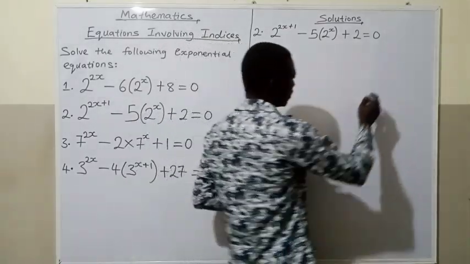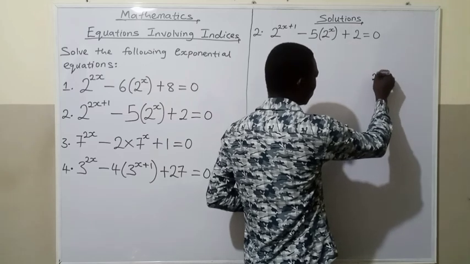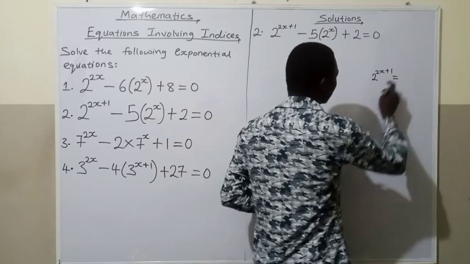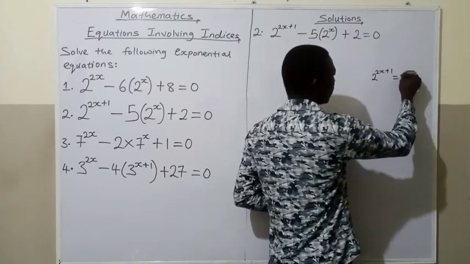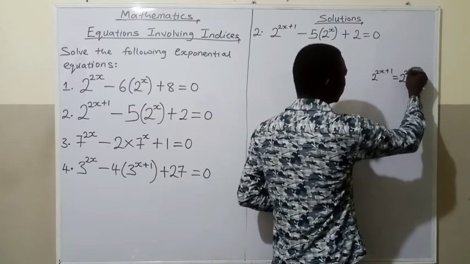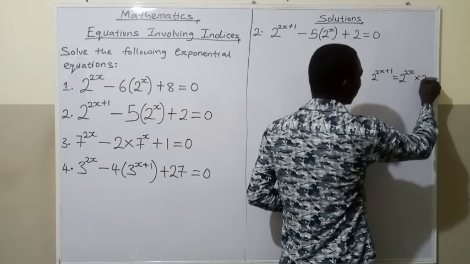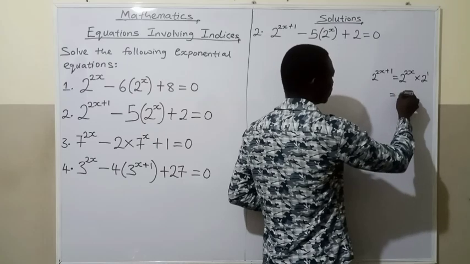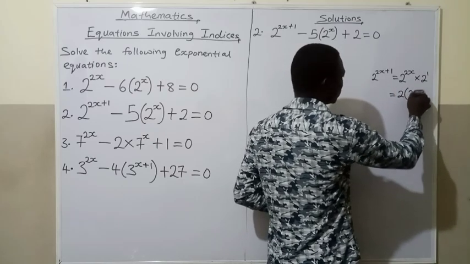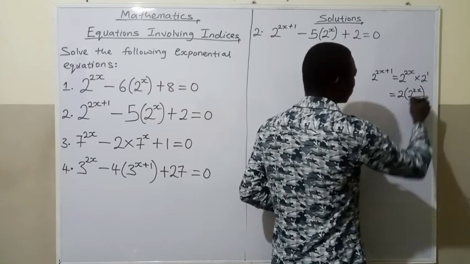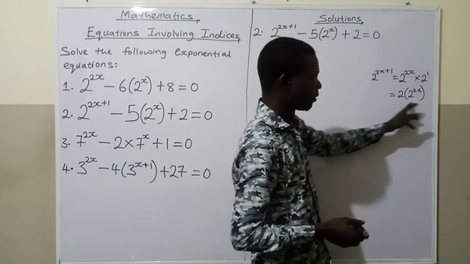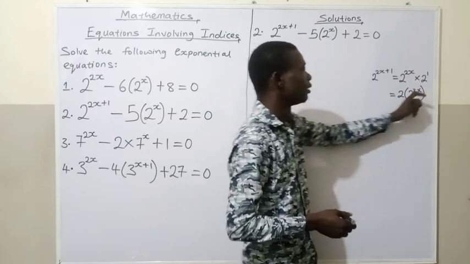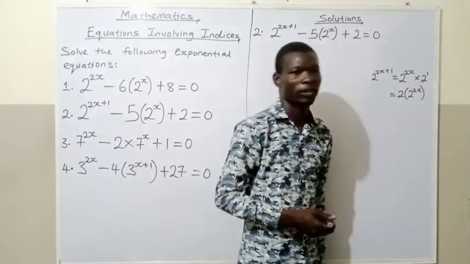So we're going to have to break down, first of all, 2 raised to power 2x plus 1. According to the first law of indices, 2 raised to power 2x plus 1 is 2 raised to power 2x multiplied by 2 raised to power 1. And that is the same thing as 2 open bracket 2 raised to power 2x, because 2 open bracket 2 raised to power 2x means 2 raised to power 1 multiplied by 2 raised to power 2x, just as we have it here. We know that multiplication is commutative.